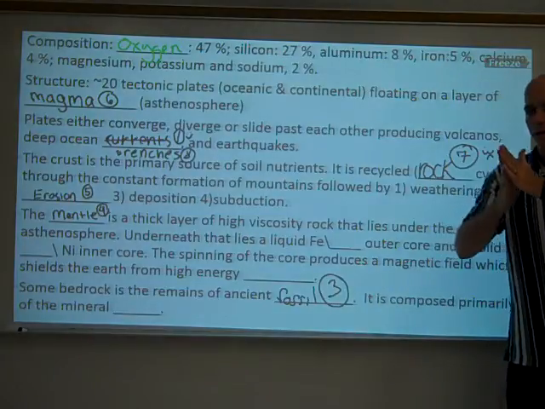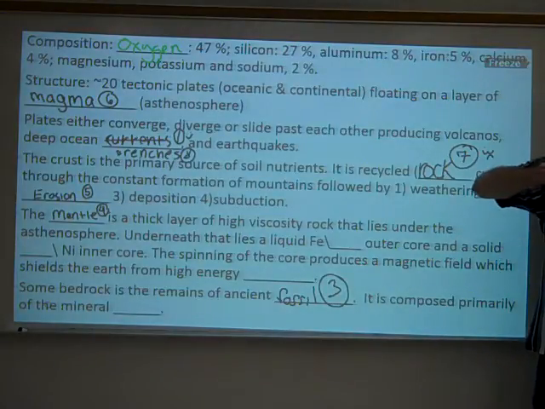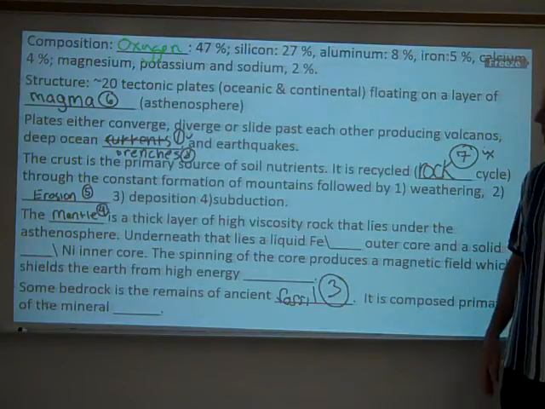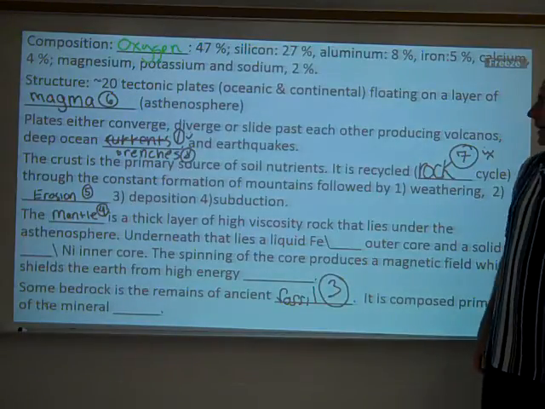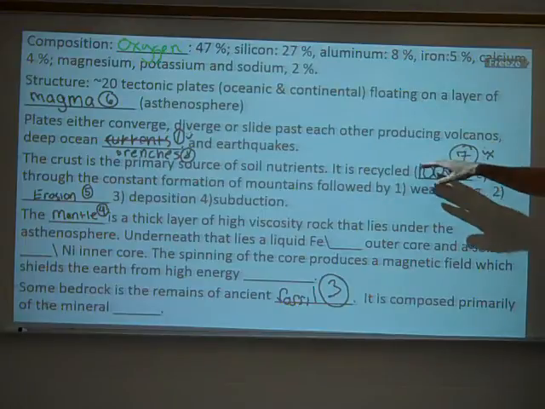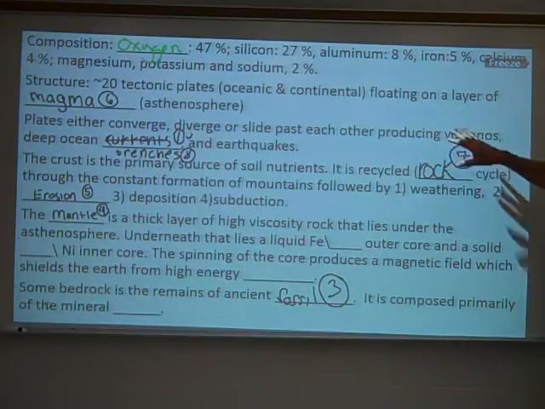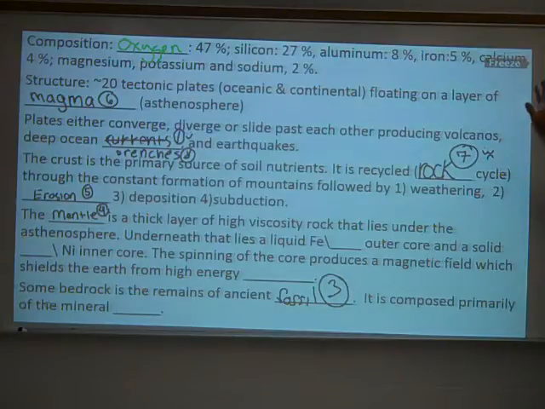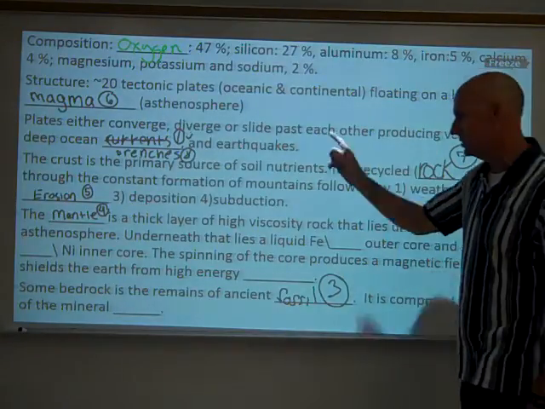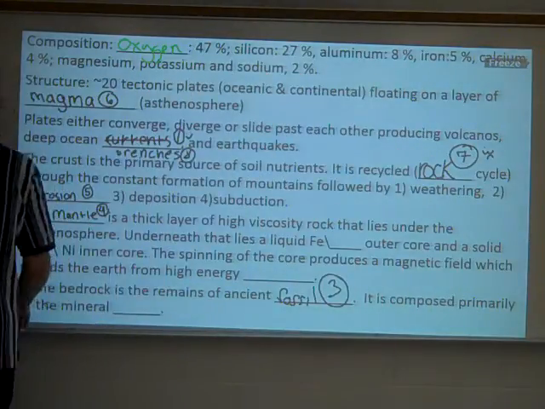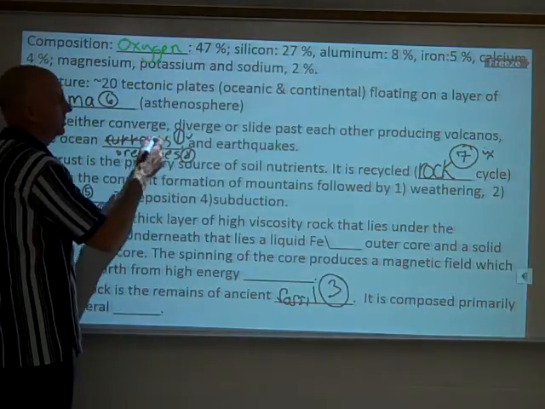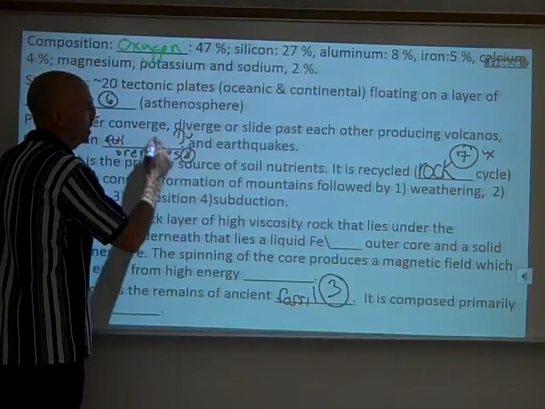Or they may just kind of slide past each other. Maybe some of them rotate a little bit, so they're sliding past each other. We call that a transform fault or boundary. And when these different things happen, I'm going to show you a table in a minute to break down the different products of the different reactions and where they happen, but you get your various geological formations, volcanoes, deep ocean trenches.